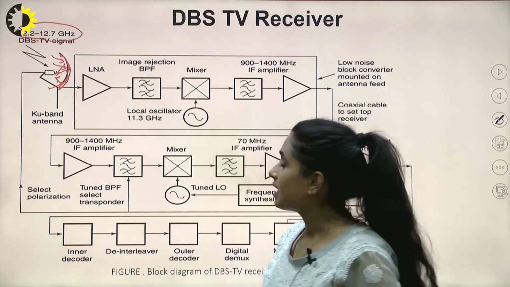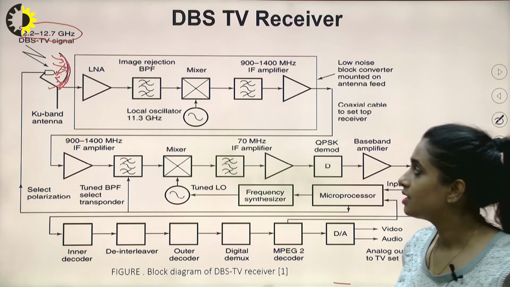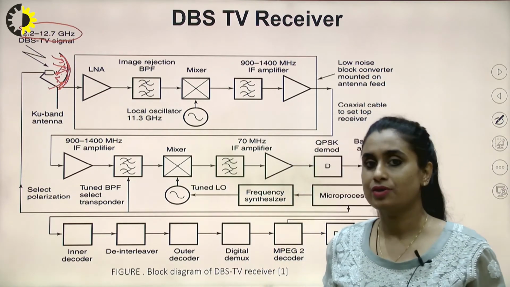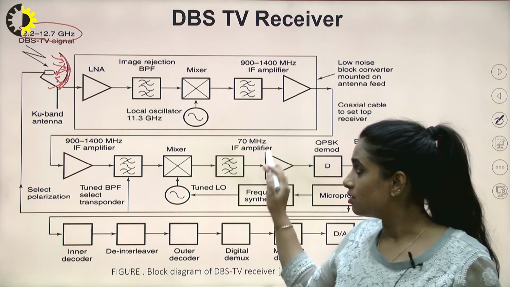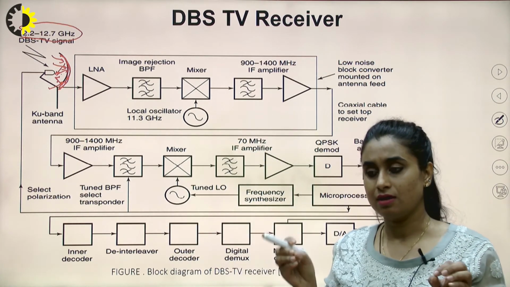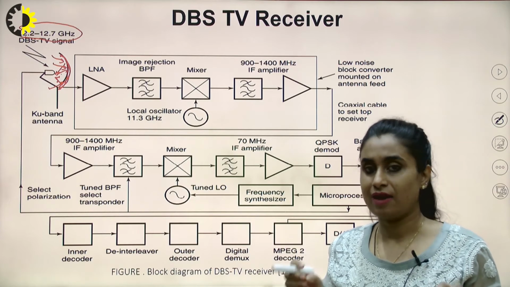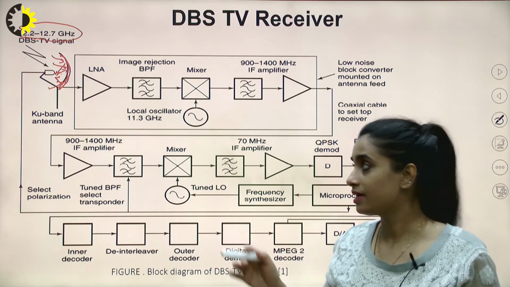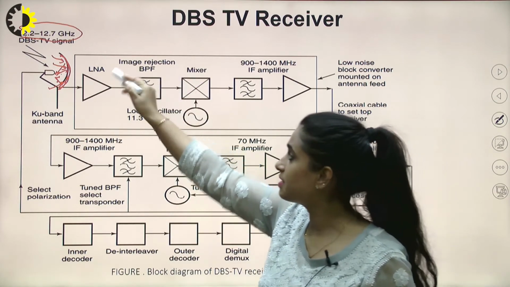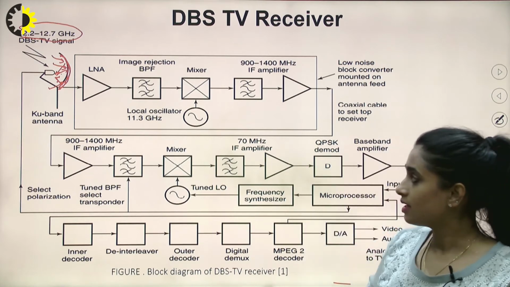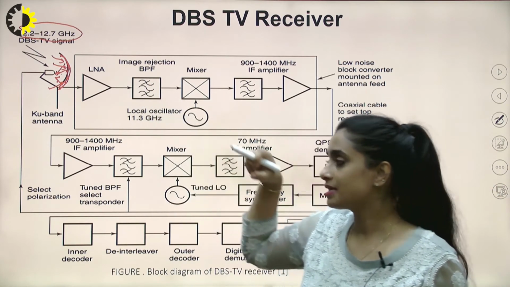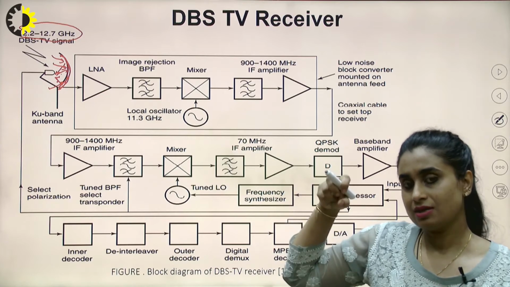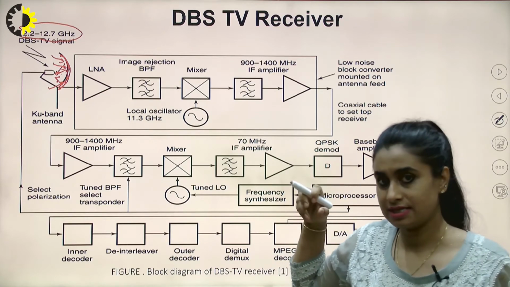Next is the bandpass filter. The role of the bandpass filter is important in any kind of receiver. A good receiver will have n number of combinations of amplifiers and bandpass filters. We can put n number of amplifiers and bandpass filters. This bandpass filter will help me select the initial signal frequency.